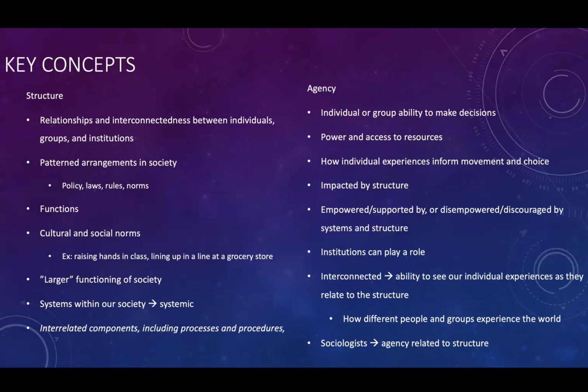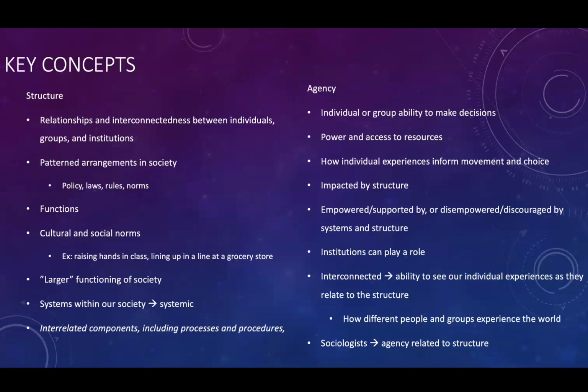Within that structure, you may also hear systems, which is where you hear the phrase systemic, right? So systemic racism. And this idea of systems essentially is all of the different interrelated components that are connected. So like the processes and the interconnections and the relationships between those within the world and how they connect with those patterned arrangements. So the structure has to do more with larger society and the expectations of society.